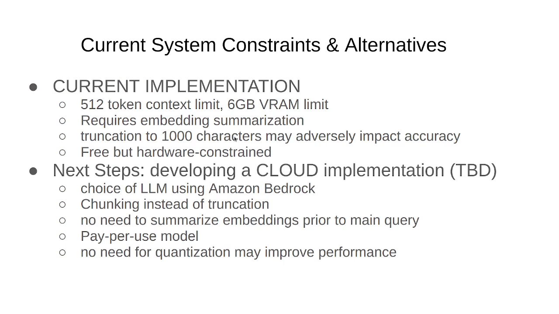The current system is constrained because of hardware limitation, a 512 token context window, and 6 GB of GPU RAM. It requires embeddings, summarization, which I've demonstrated before, and is truncated to 1,000 characters, which may not be the optimal choice in terms of accuracy. So it's free to use, but with significantly constrained limitations.